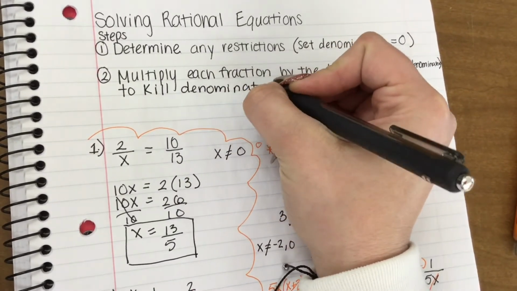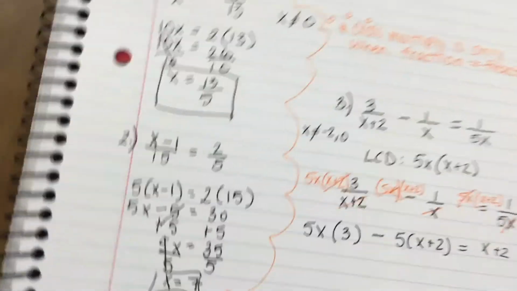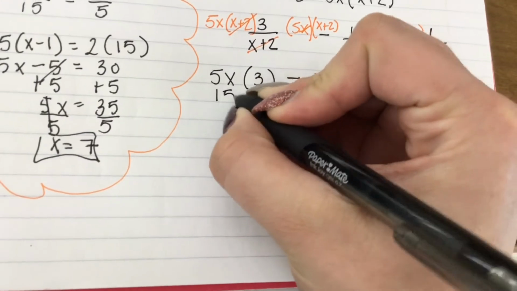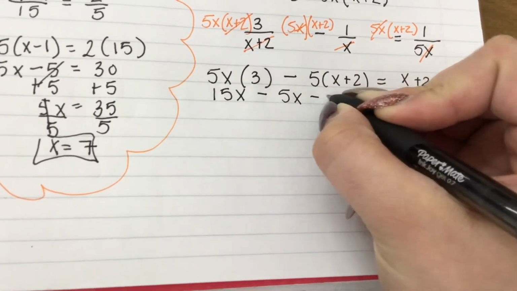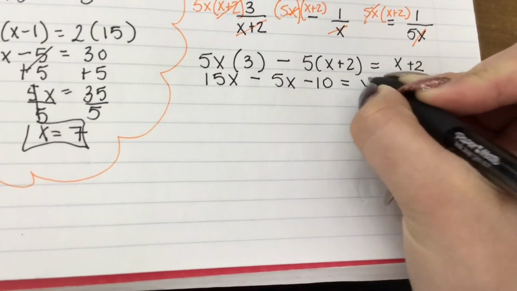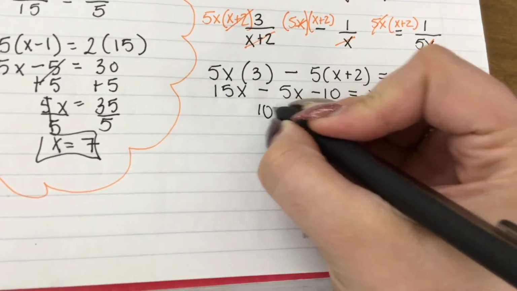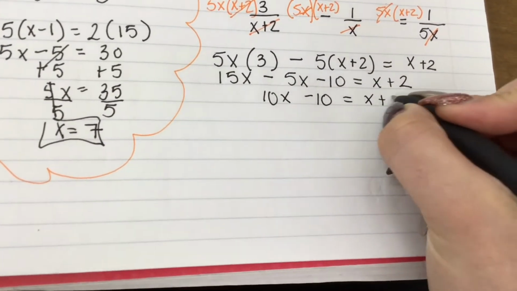I want all those fractions to be gone. So if you still have fractions left, that means you didn't cancel right, or you didn't find the least common denominator. So here I just need to simplify. 5x times 3 is 15x. Negative 5 times x is negative 5x. Negative 5 times 2 is negative 10. And then I have that x plus 2 at the end. I can combine like terms. And then I have a multi-step linear equation to solve.